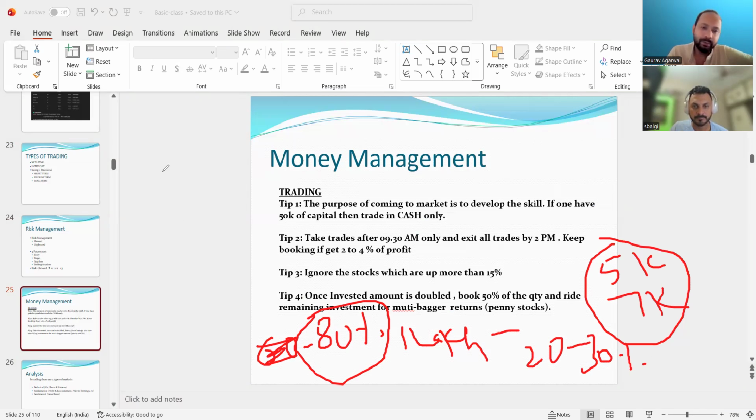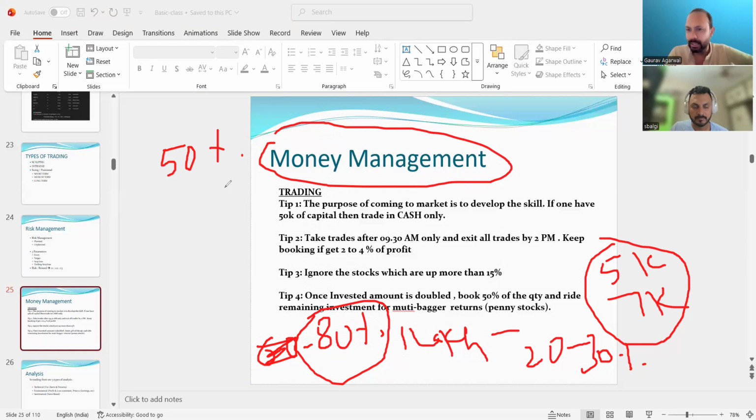But in FNO, we have a separate money management rule. In FNO, you can use a maximum of 50% capital at a time, not more than that. I will explain this in detail later, but this is the thing that you need to remember. Right.